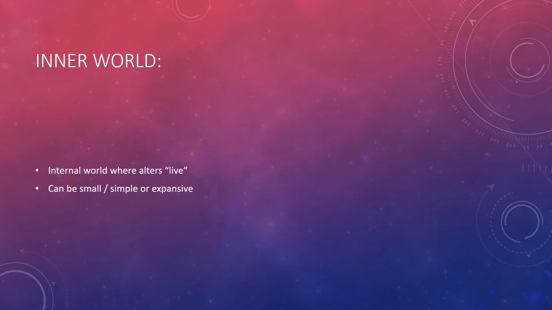Inner world. This is the internal world that is inside the body or the mind, where the alters basically live. Inner worlds can be very small and simple, like a single room, or can be very elaborate and expansive, like an entirely new solar system with different planets and groups of people. Some systems, however, do not have a known inner world. And all of that is to say that inner worlds are extremely diverse among systems.